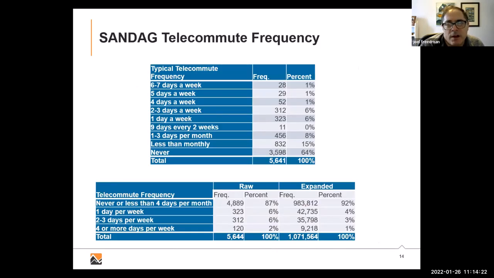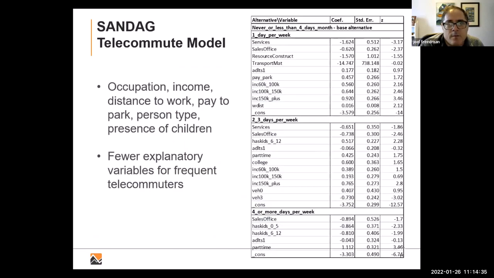This shows some percentages from the SANDAG Household Travel Survey data, which was collected in 2017, I think, on telecommute frequency that was used for model estimation. This is the telecommute frequency model. The alternatives are never or less than 1 day per week. Those alternatives were all grouped into one because we did not observe noticeable differences in commuting behavior or travel behavior for people who commute less frequently than at least 1 day per week.